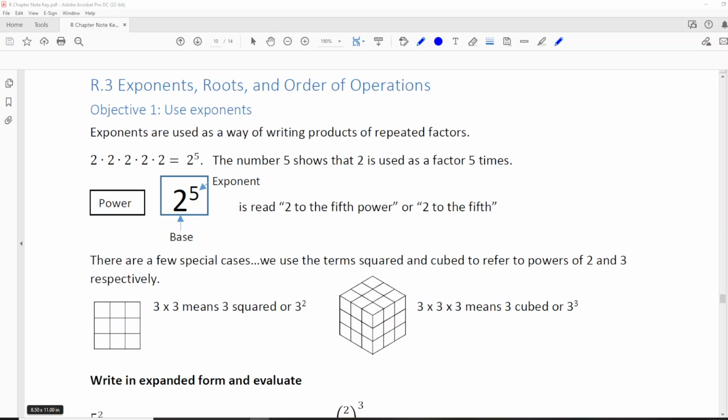So in R.3, we're going to talk about exponents, roots, and orders of operations. So the first objective is talking about exponents.